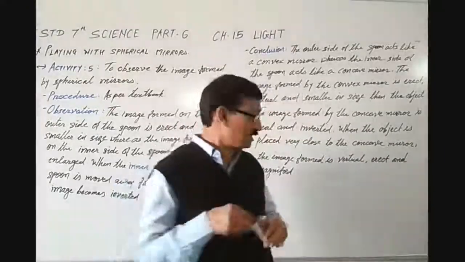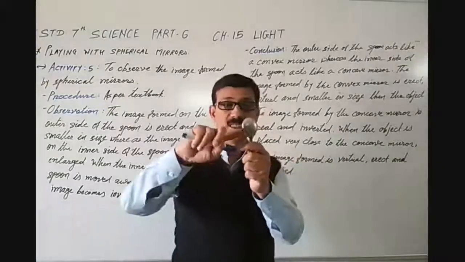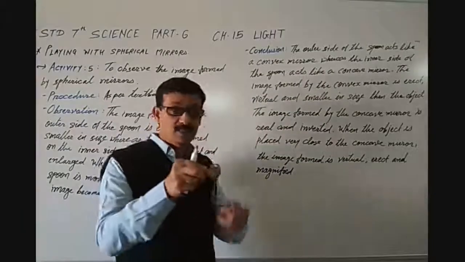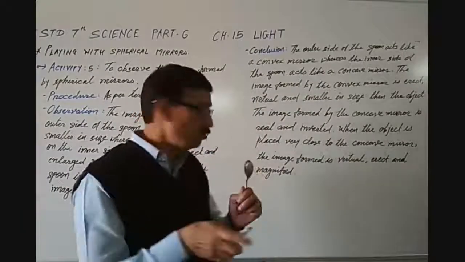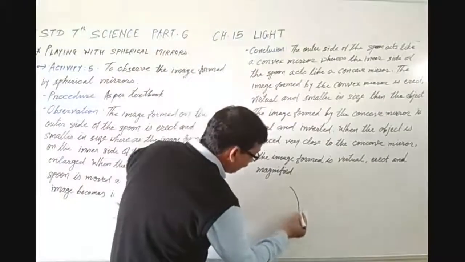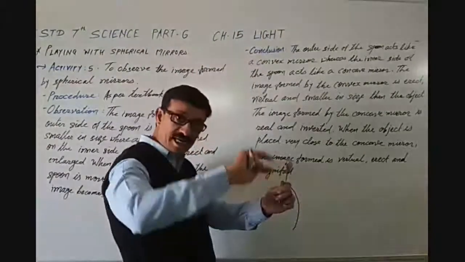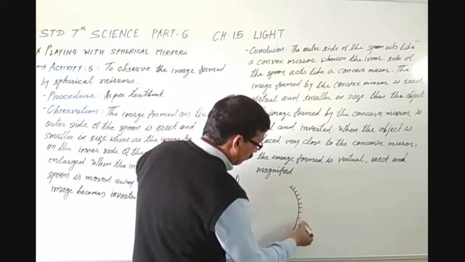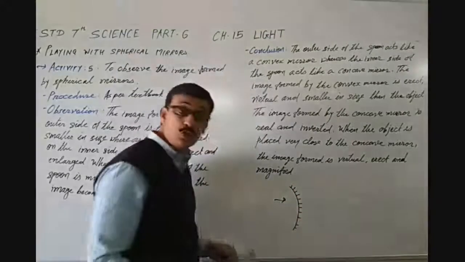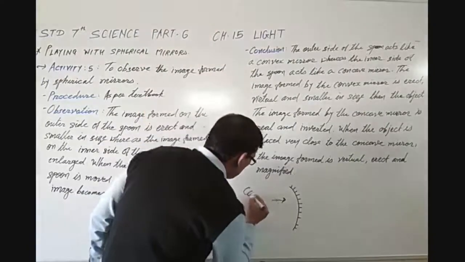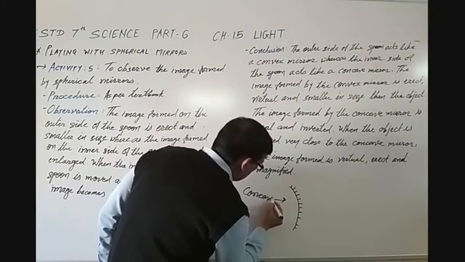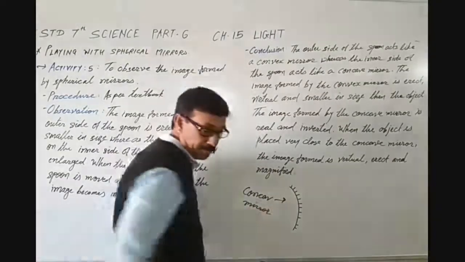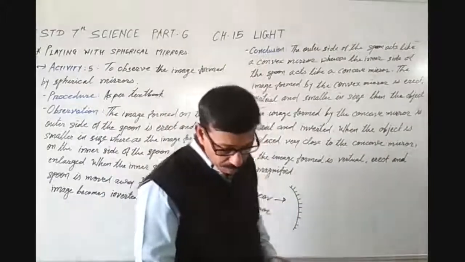So let me make you understand. Suppose this surface is like this, so let me tell you, this is the inner side of this spoon. So how will it look? See, this will be something like this, as this is the inner side, isn't it? And so this is a concave mirror. Okay, this is a concave mirror.